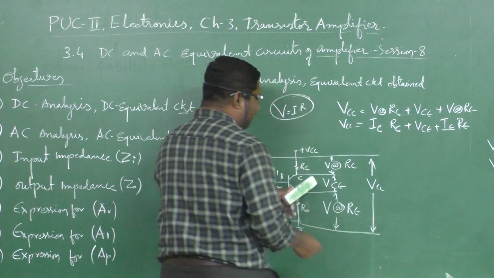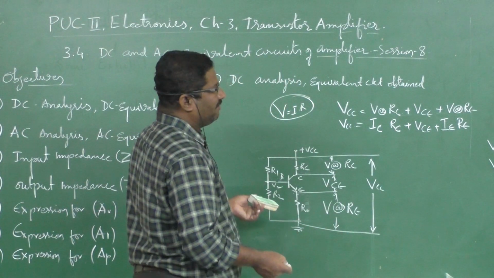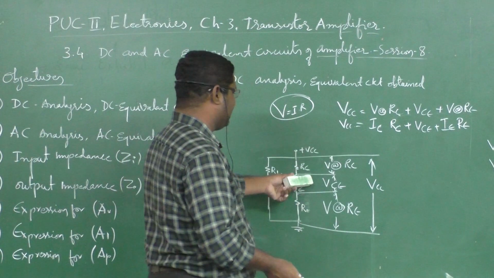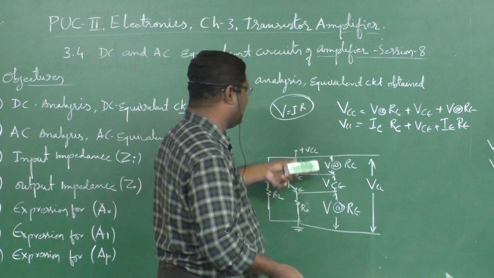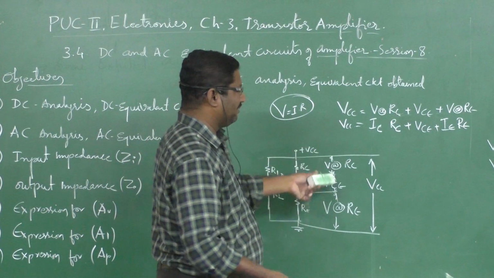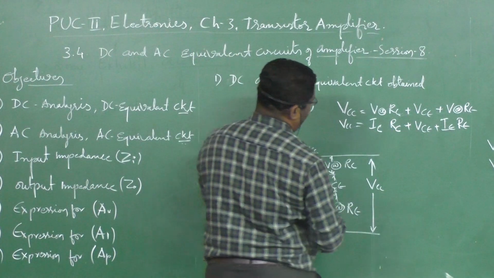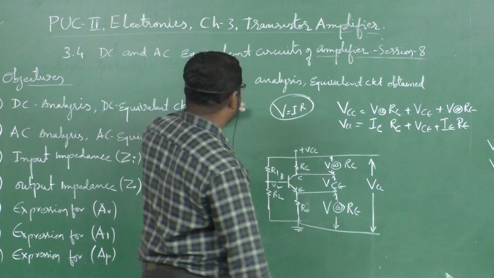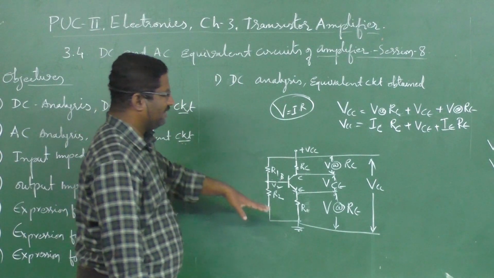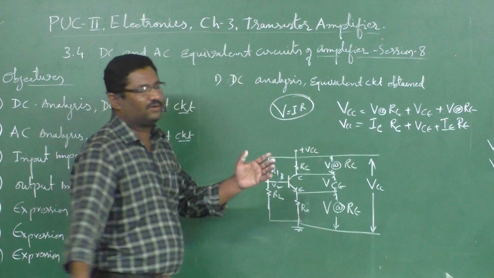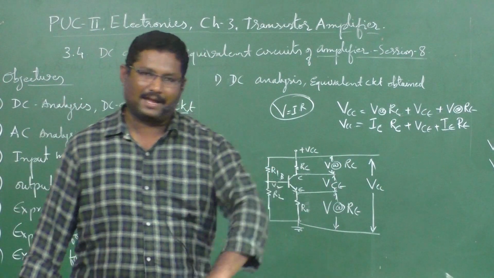VCC is equal to this. But what exactly do we need here? We need the output voltage. We can take the output voltage VCE, or we can take the output current IC or IE. Whatever you want, we can calculate from this. And IC is approximately equal to IE, so that we can equate here as well. So this is nothing but DC analysis and the DC equivalent circuit of the CE transistor amplifier.